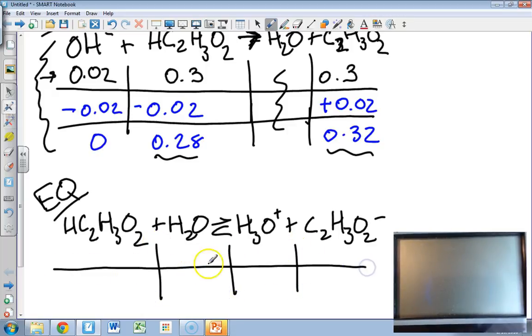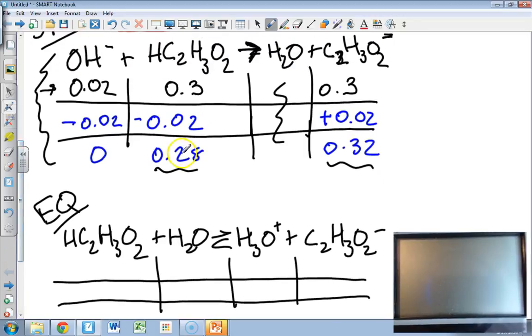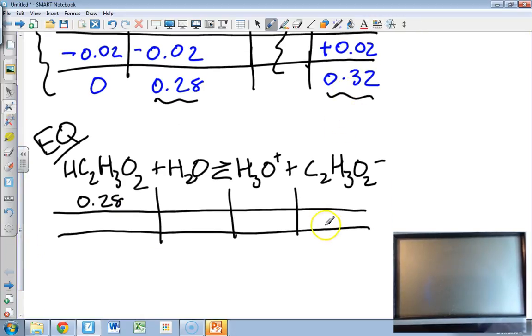Okay, well now, because this is going to reach equilibrium, how much of each of these things do we have? Well, at the beginning, we're going to have as much as the stoichiometry step told us. So how much of this do we have? We have 0.28 moles. Okay, how much of this do we have? We have 0.32 moles. How much of this do we have? We don't have any, and water doesn't matter.